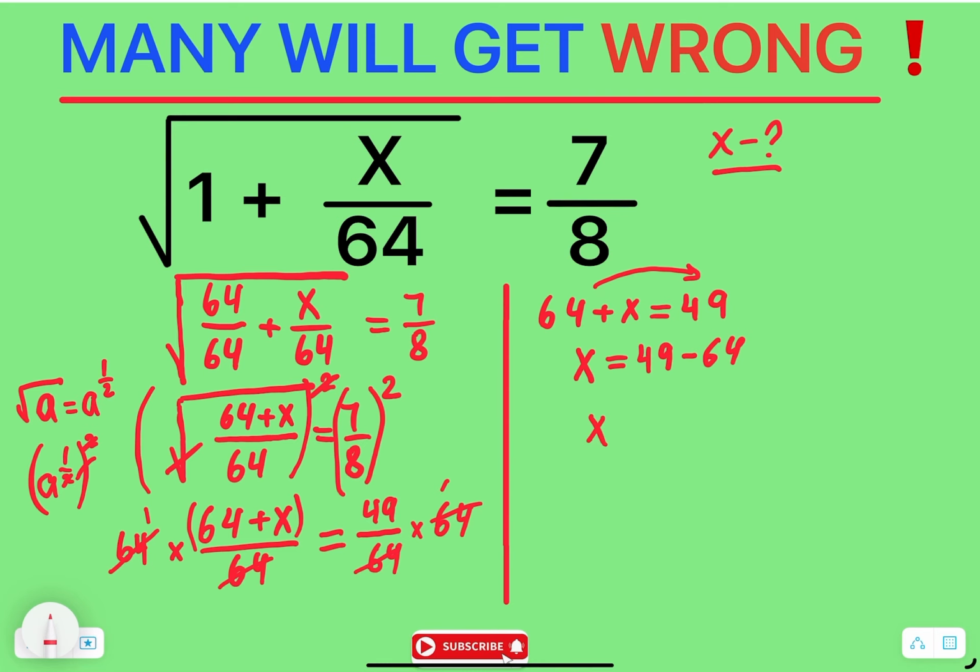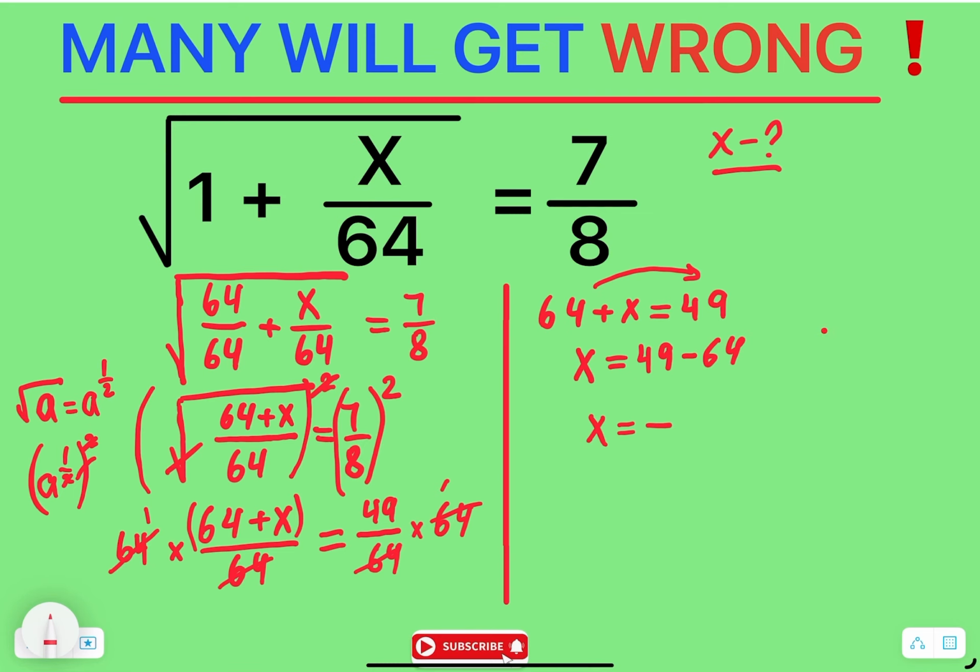X equals to. We take the smaller number out of bigger number and we carry the sign which is in front of the bigger number. In this case, our bigger number is 64. We are not watching the sign, we're just watching the numbers. We have 49 and 64. 64 is bigger than 49 and it has negative in front of it. That means the answer will be negative.